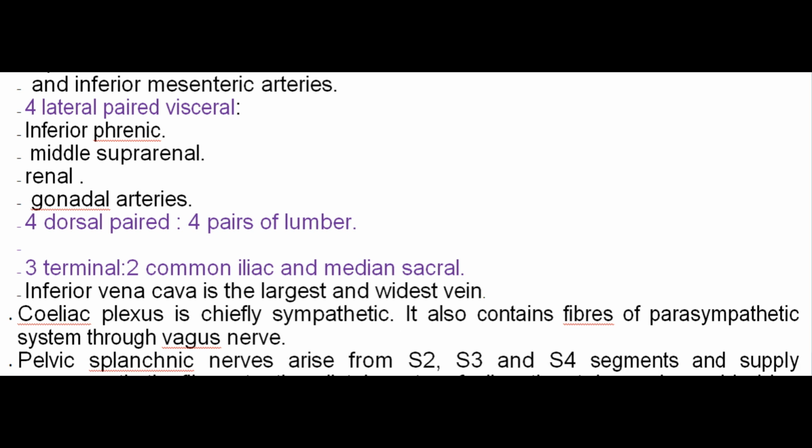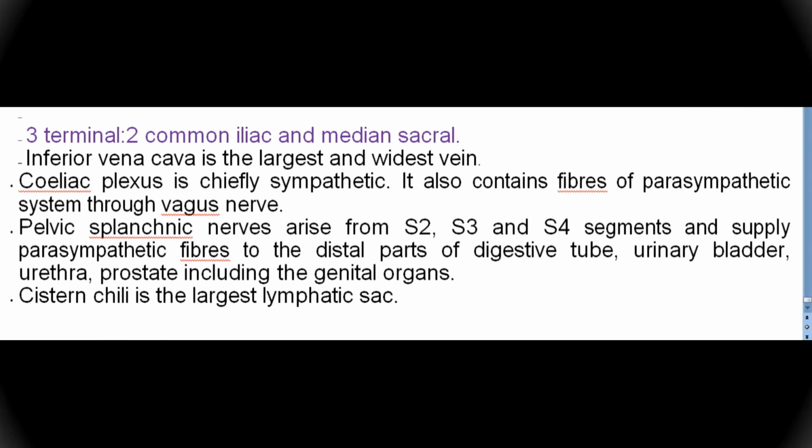Coeliac plexus is chiefly sympathetic. It also contains fibers of the parasympathetic system through the vagus nerve. Pelvic splanchnic nerves arise from S2, S3, and S4 segments and supply parasympathetic fibers to the distal parts of the digestive tube, urinary bladder, urethra, prostate including the genital organs. Cisterna chyli is the largest lymphatic sac.